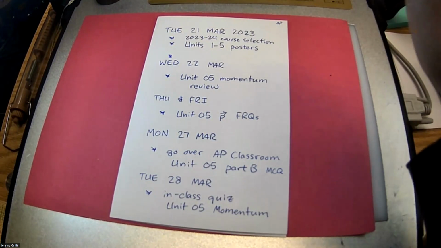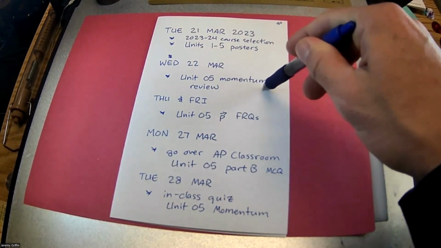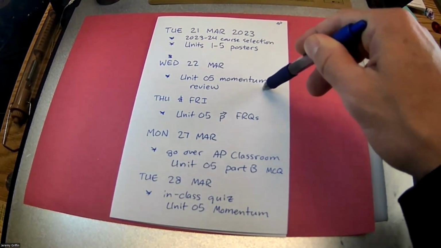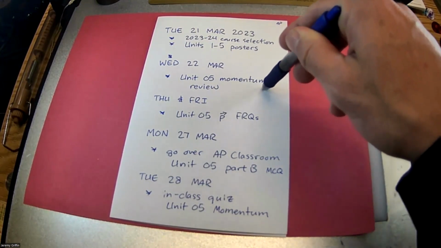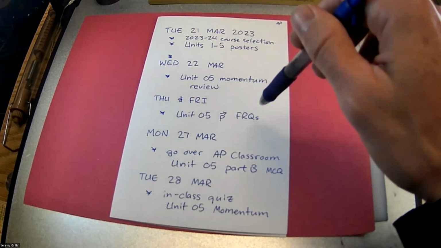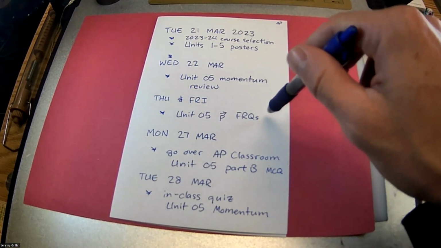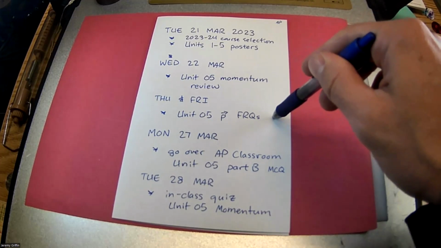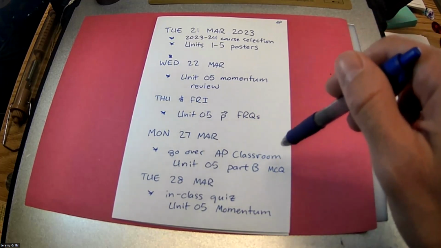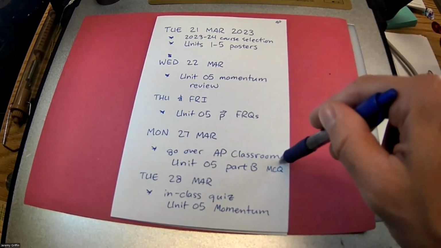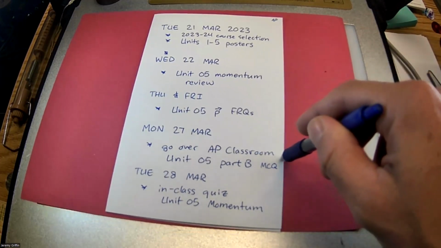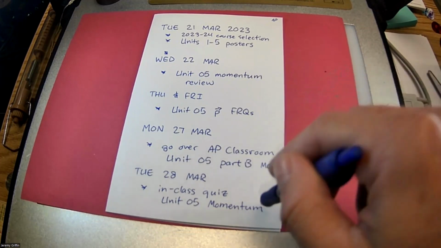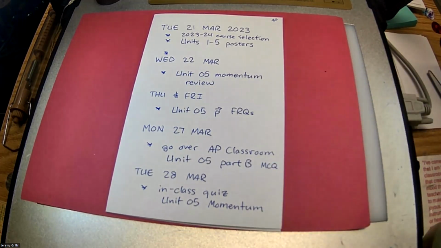Okay, so we're gonna pick up with our AP review. Tomorrow we're doing Unit 5. I'll take you guys through a re-review of that, with a bunch of examples. I've got some FRQs lined up for you Thursday and Friday related to Unit 5, momentum and collisions. AP Classroom I want to go over with you on Monday, so have it done by then. I opened this up over the last few days, and then I'll have a quiz lined up for you on Tuesday that I haven't written yet, but I'll have by then.